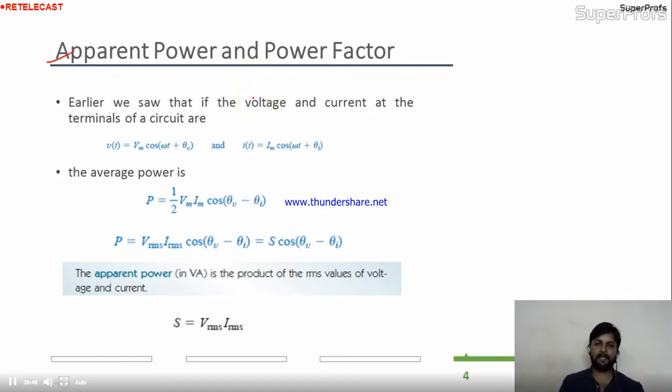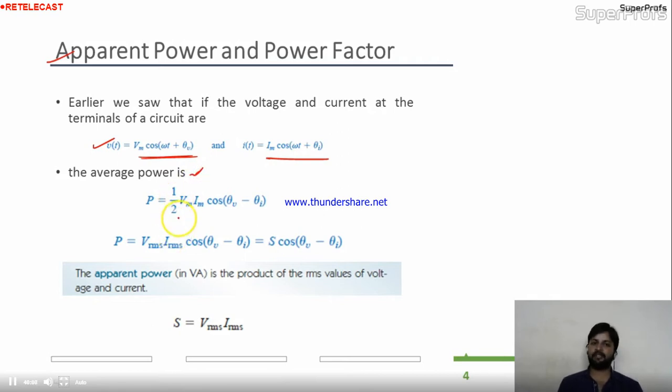What is the apparent power? And we will see about different active and reactive powers also. Earlier we saw that if the voltage and current at terminals of a circuit are given, Vt equal to Vm cos(omega t plus phi v), and It is given as Im cos(omega t plus phi i), the average power is given by this formula.